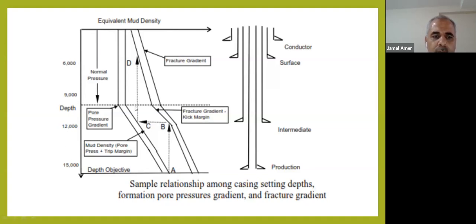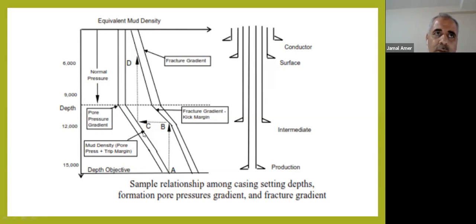Okay, and then after that, we have to apply what we call trip margin. What does trip margin mean, and how much is the value? Normally we use 0.5 ppg. Why do we add this value to the hydrostatic pressure we are using to drill the well? This equals about 200 to 500 psi. Why do we add this one?